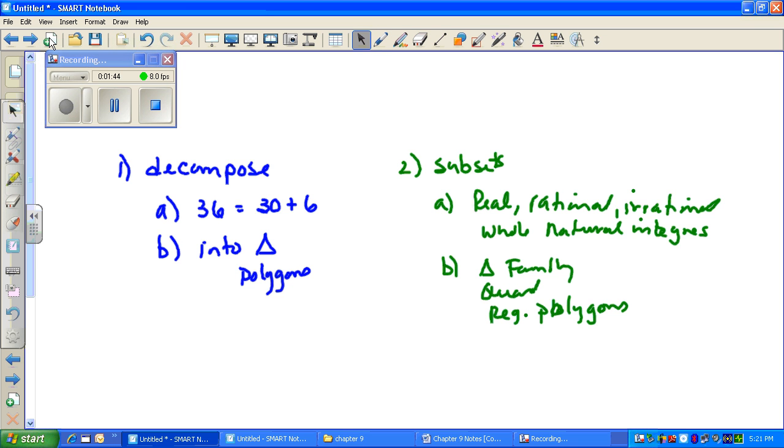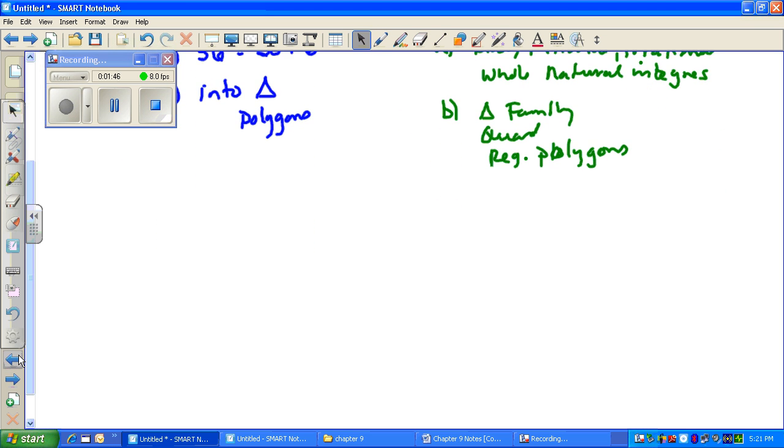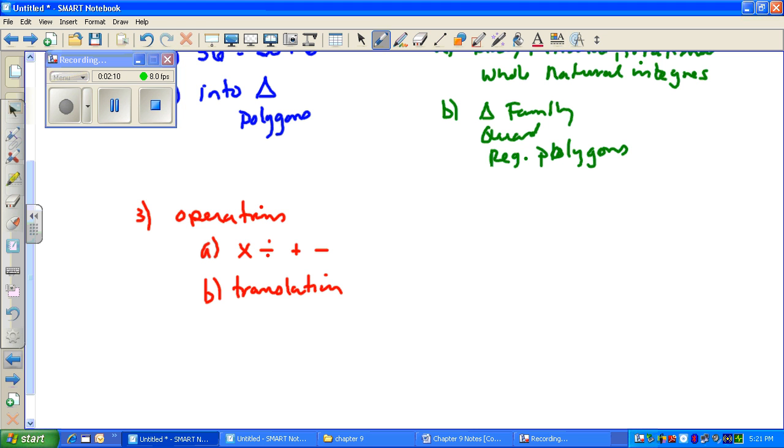2 other ways. A third, shapes and numbers are related with operations. Now the operations with numbers are, of course, add, subtract, multiply, divide. And with shapes, that's what we did in 9.1. Operations on shapes are the translation, the rotation, and the reflection. And then, of course, our combinations of those.